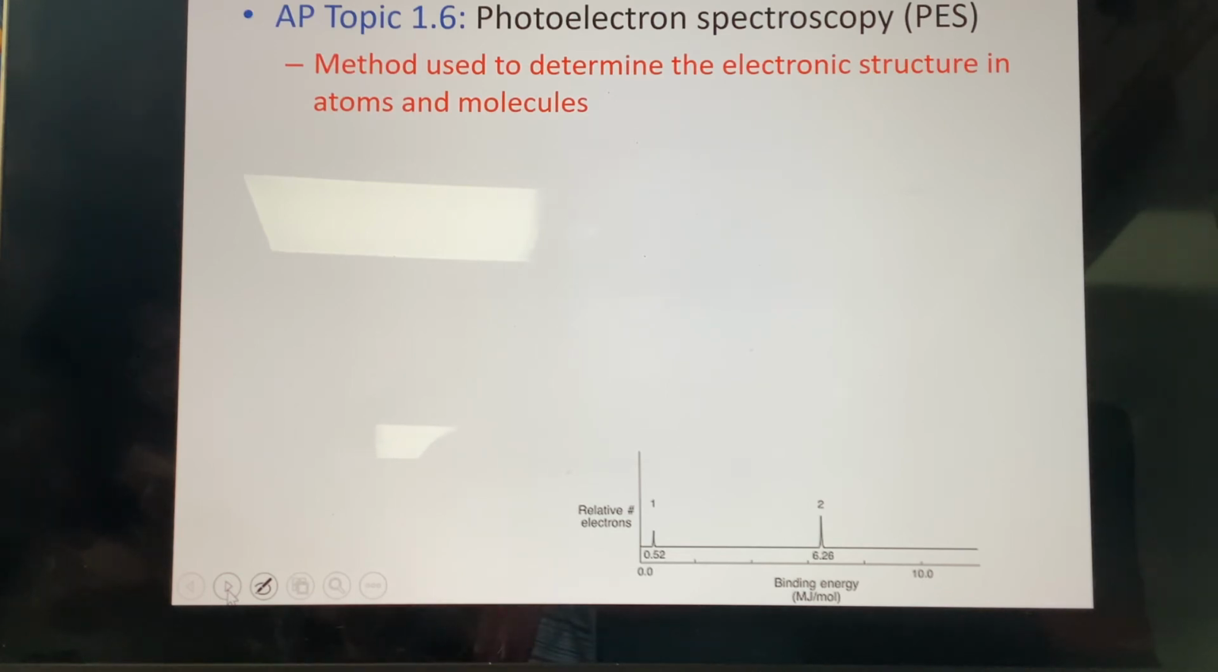So it's just a way of, there's a machine that can print out data like this. So there's a machine that can print out data that looks like this, and from this data we can figure out the electron structure of a substance.